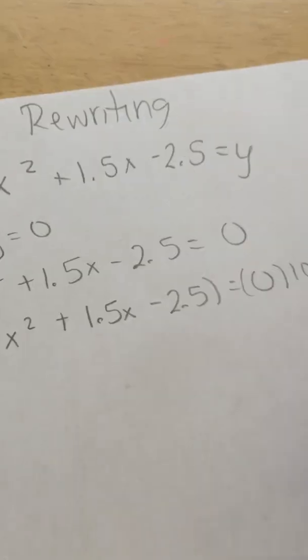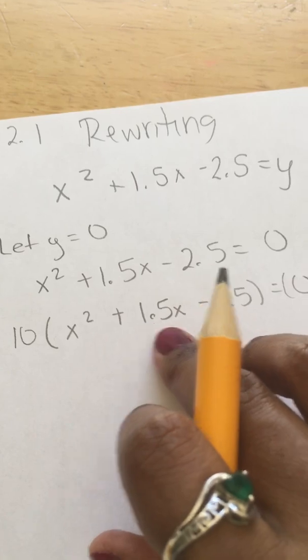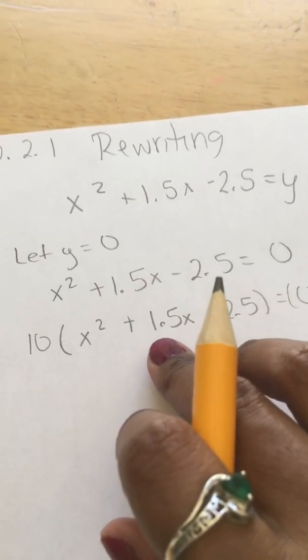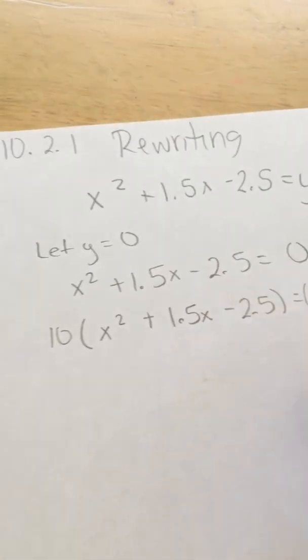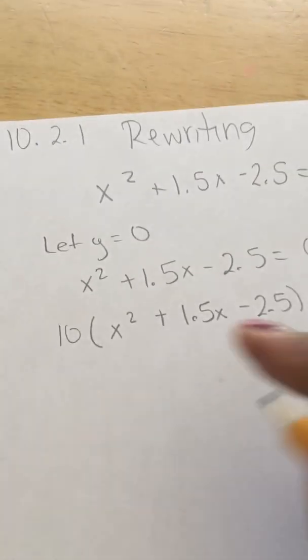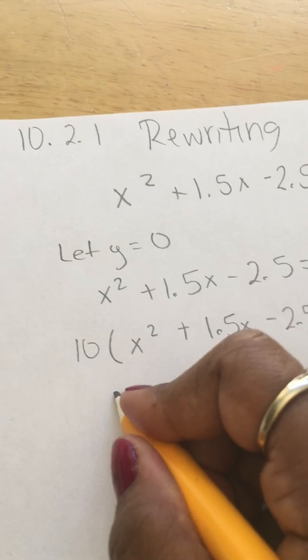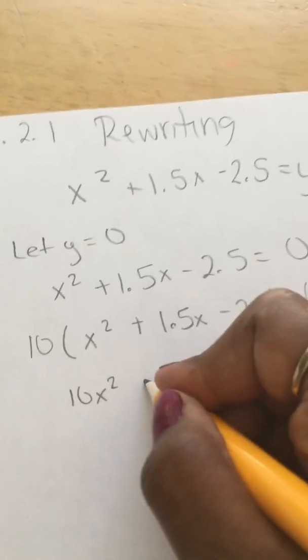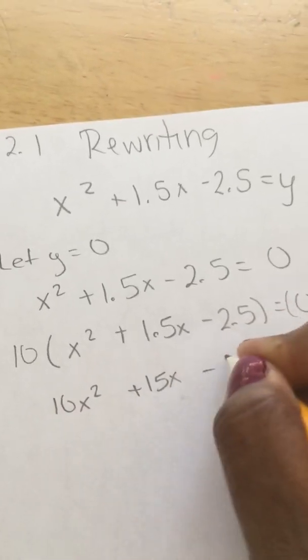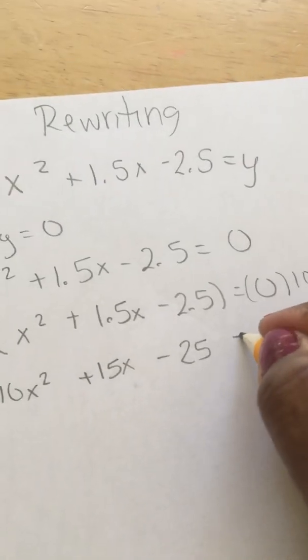When I multiply by 10, and I have to do it over here too, multiply that by 10, the decimal will move 1 to the right. If I multiply by 100, the decimal would move 2 to the right. If I multiply by 1,000, it would move 3 to the right. But it's just 10 here, so the decimal will move 1 time. This becomes 10x squared plus 15x minus 25 equals 0.